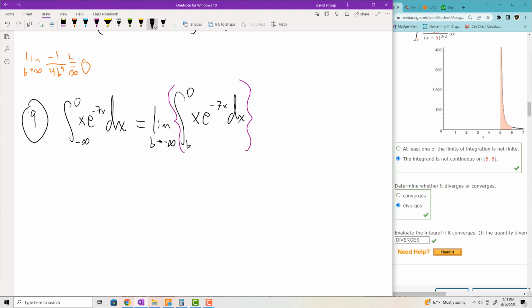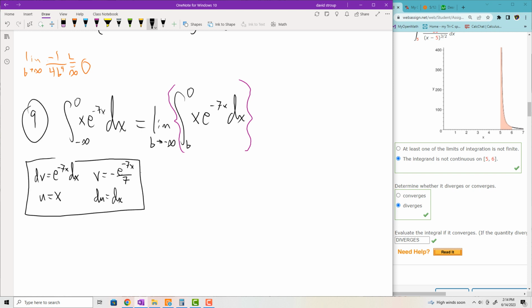Okay, so for this character, we need to do by parts. So I set up my u and my dv. LIATE tells me algebraic before exponential, so I have u = x, and then dv = e^(-7x) dx. Differentiating u will give me 1 dx. Integrating dv will give me negative e^(-7x) over 7. And then we can go ahead and put the uv minus integral v du into place.